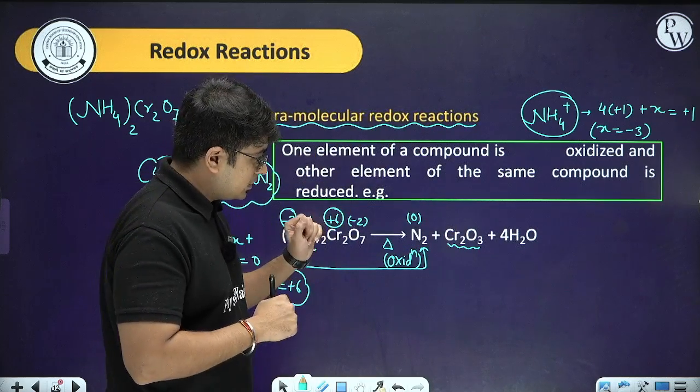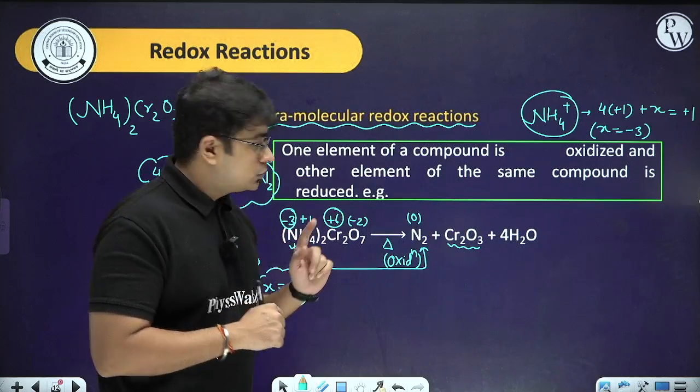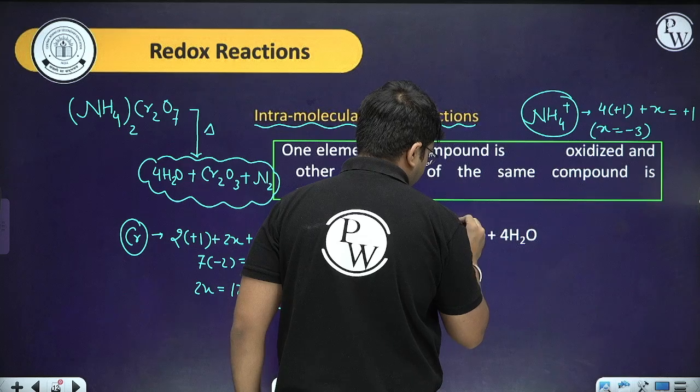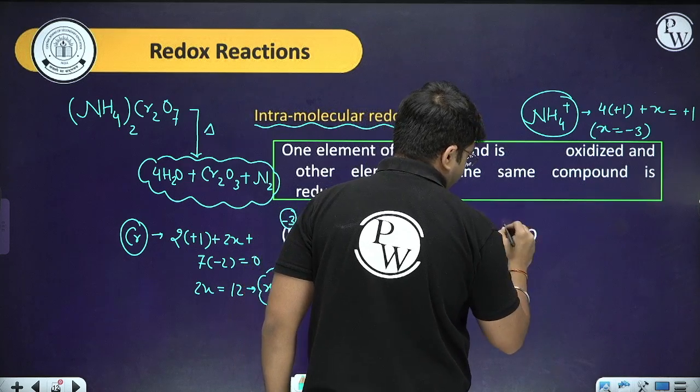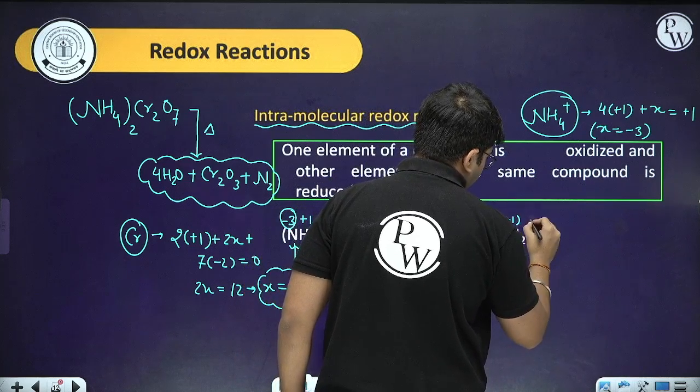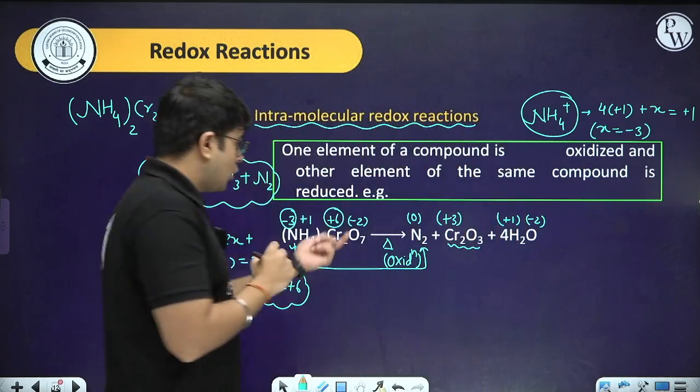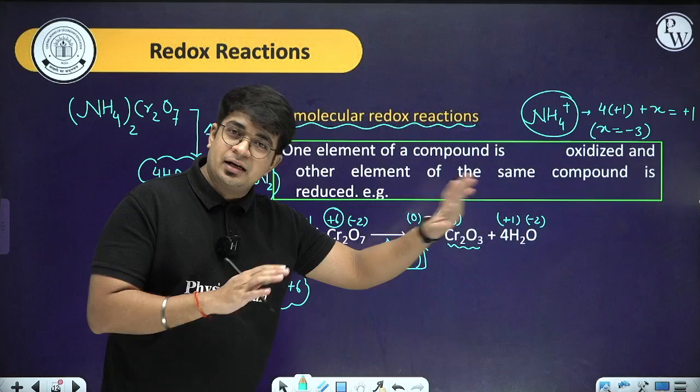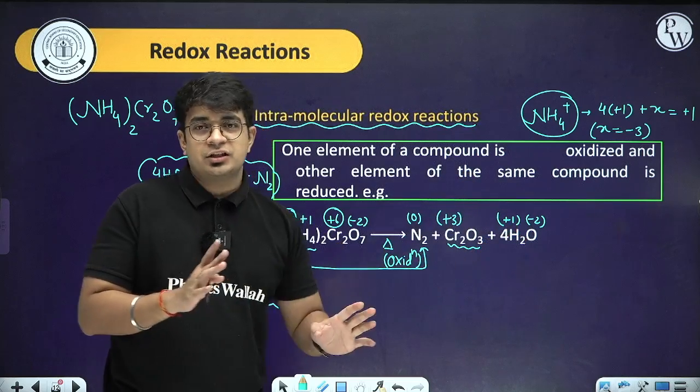So -6 plus 2x will be equal to 0. So x will be +3. So I am doing it directly. So +3 for chromium, for H2O it is +1, it is -2. So you can see oxygen and hydrogen, they are the same, no change in the oxidation state.